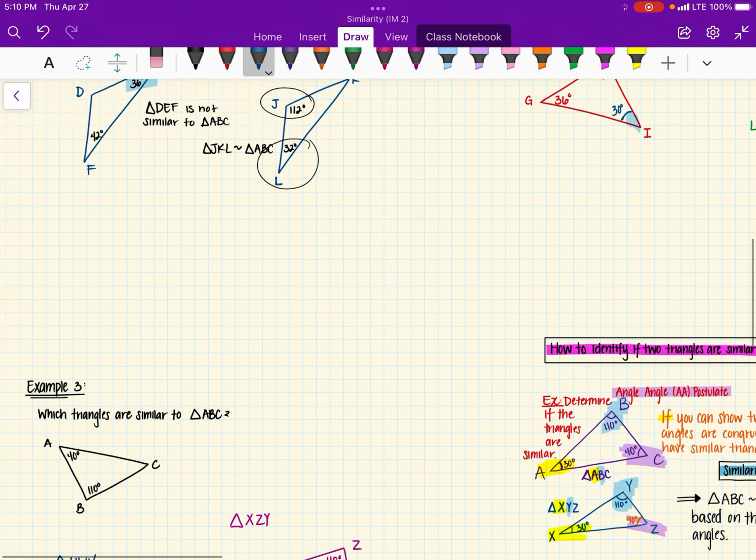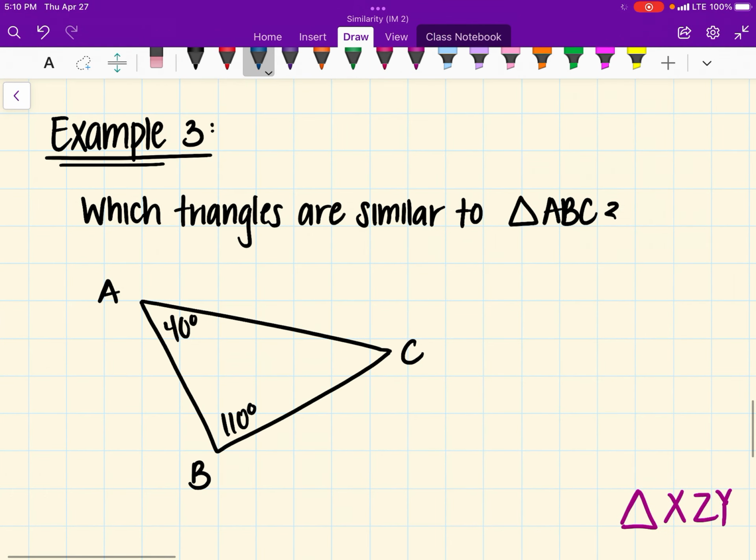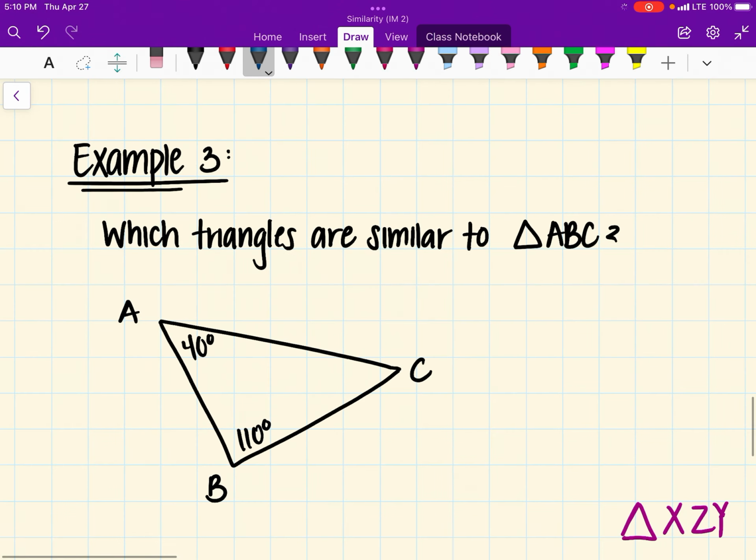So let's check out this next one. Here's example 3. And once again, we're working with triangle ABC, and we want to find angle C. Once again, I have 180 degrees, and we're going to subtract 110 and also 40 from it. So that would give us 180 minus 150, which would give us 30 degrees. So this here should be 30 degrees.